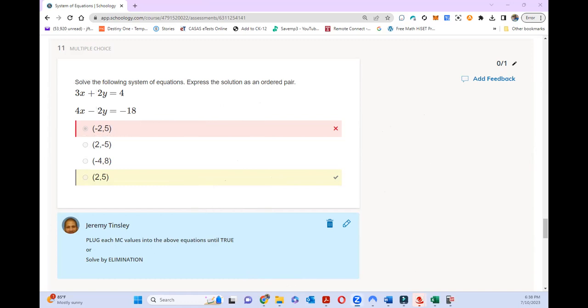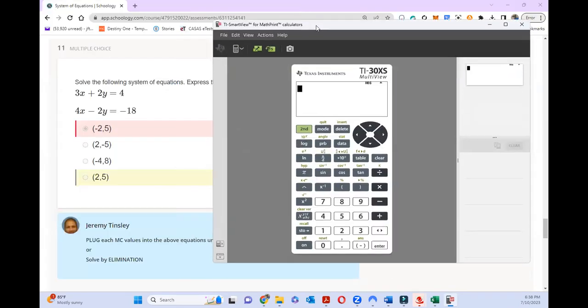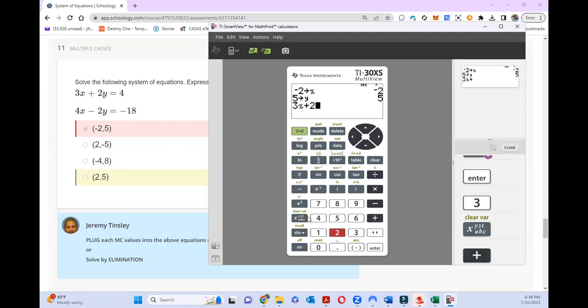Again, if you learn how to use this calculator, you can plug these values into both equations. For example, x and y. Let's do the first one. Now it depends how you want to do it. -2, store x. 5, store y. Let's put the first one in. 3x plus 2y. I should get 4. I do. Let me try the second equation. 4x minus 2y. I should get -18. Done. There you go. I'm done.